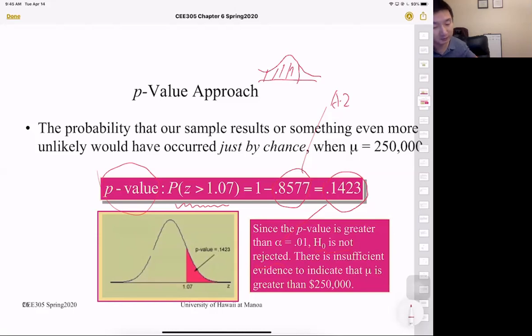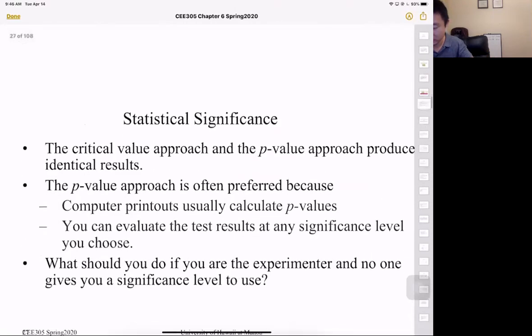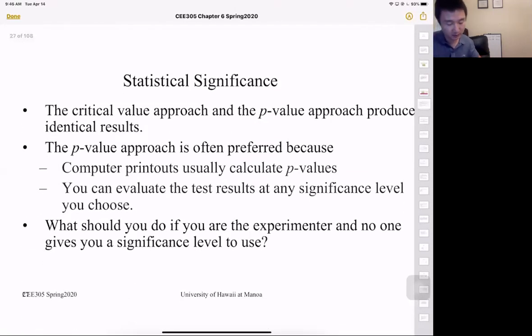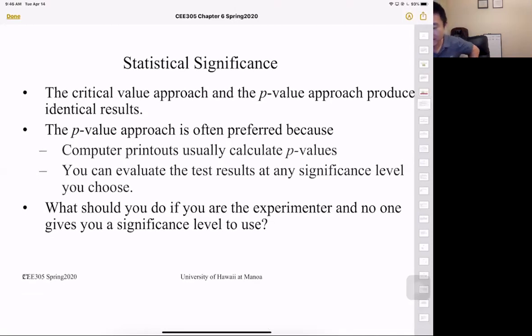Okay, so this is another example. Let's continue for a couple more slides. The critical value approach and the p-value approach, which we just discussed in the previous two slides, will give the same result. But the p-value is more used because of the following reasons.